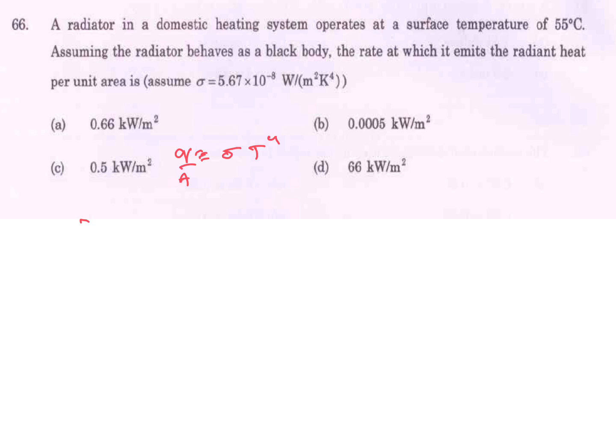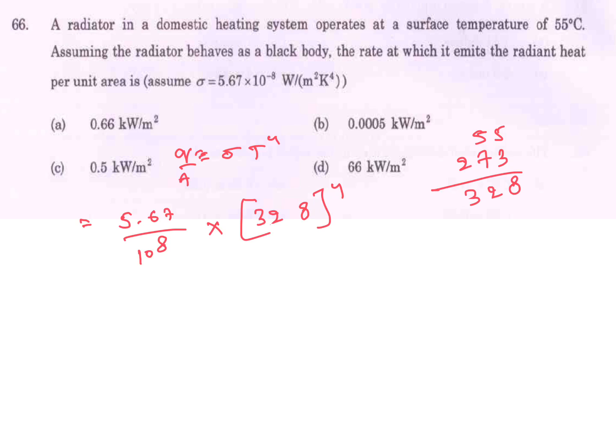Here we will get Q by A, where sigma is 5.67 into 10 to the power minus 8, into 55 plus 273, which is 328, to the power 4. So you can take it as 5.67 into 10 to the power minus 8 into 300 to the power 4.